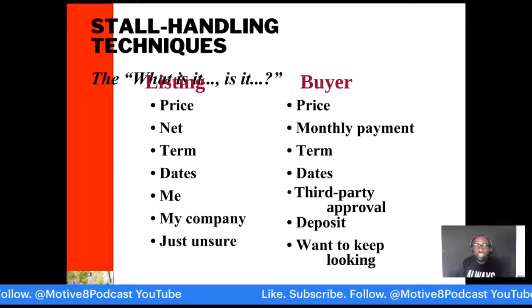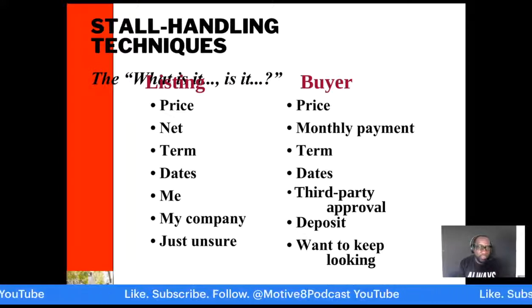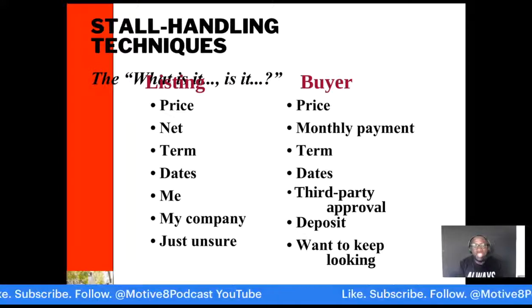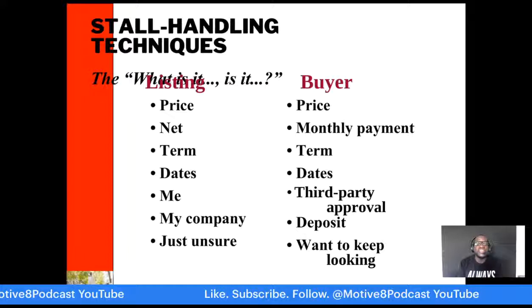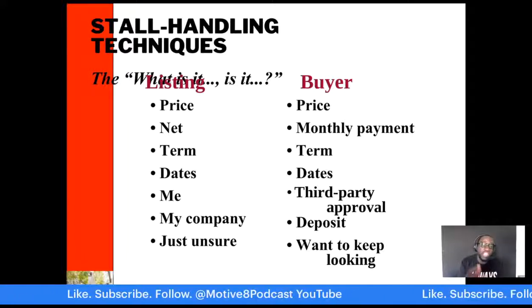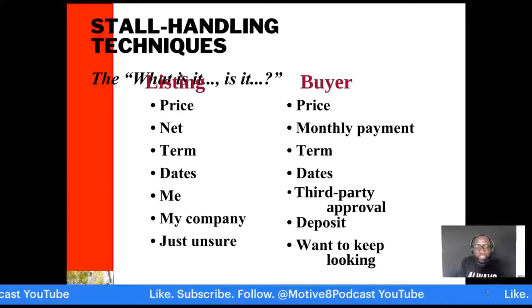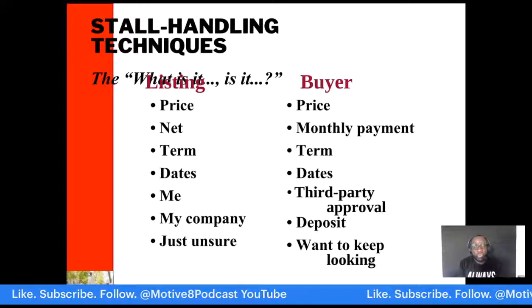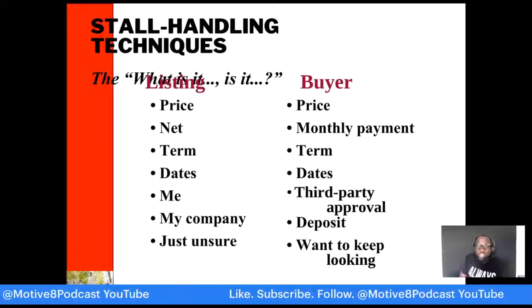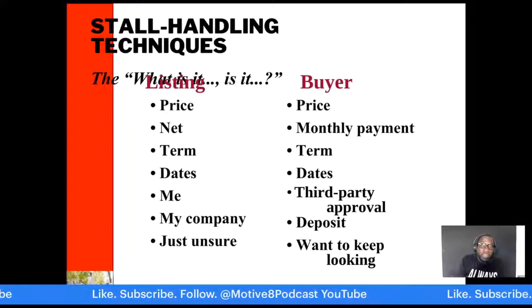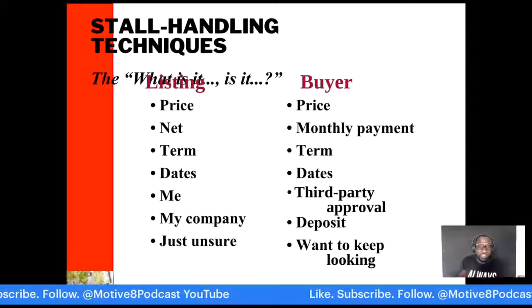So when I'm listing a house, I'm having a conversation. We're getting to the point where I need the seller to make a decision. The seller says, "I want to think it over." Here's the first technique. What is it? What is it that you want to think over? Is it the price? And they say, "Oh no, Rich, we're okay with the $500,000 list price." Now you confirm what they say. So you're okay with me listing your house at $500,000?